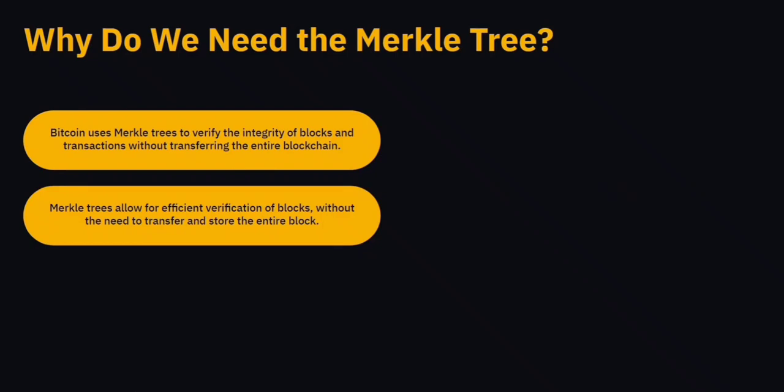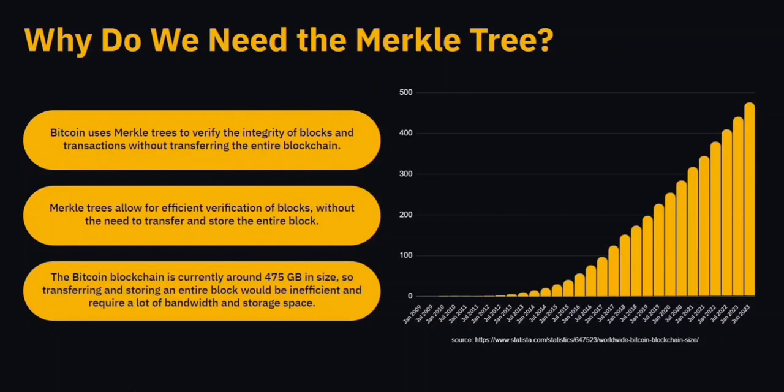Currently, the Bitcoin blockchain is around 500 gigabytes in size. With this number increasing every day, it would be a daunting task to store and transmit all the individual hash values for each transaction without the use of the compact Merkle root.